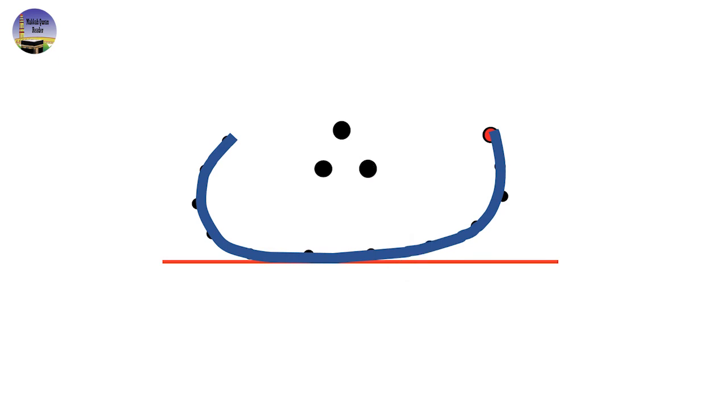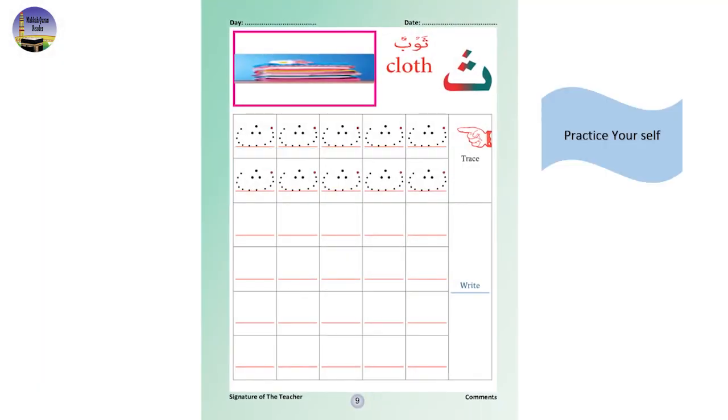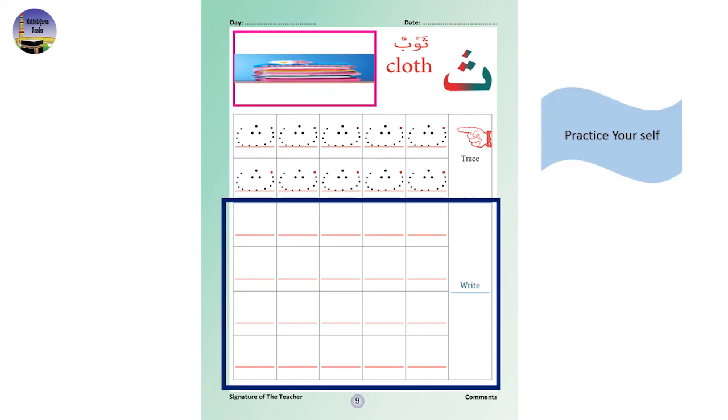Sa. Sa for saubun. Saubun means cloth. Follow the upper one and join the dots of the second line the same way. Now you have to write sa by yourself and complete the page properly.